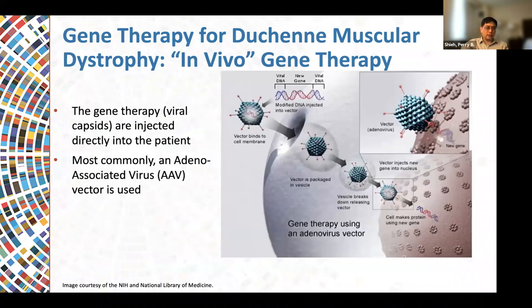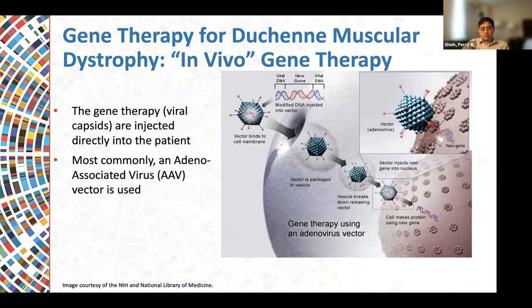So what we're going to focus on today is gene therapy, and gene therapy for use in Duchenne muscular dystrophy. And I show here the term in vivo. In vivo refers to gene therapy where we're injecting the gene therapy directly into the patient. So this is in contrast to ex vivo. I will not be describing ex vivo in any detail today. I'll just briefly state that ex vivo is when you apply the gene therapy to cells in culture outside the patient. So you're not injecting it into the patient directly.